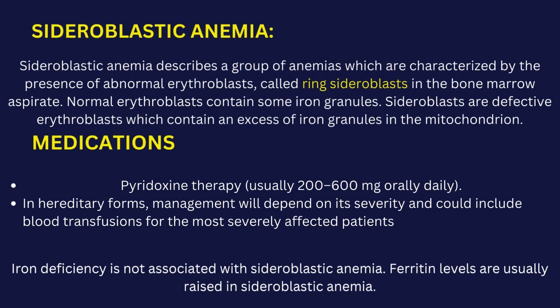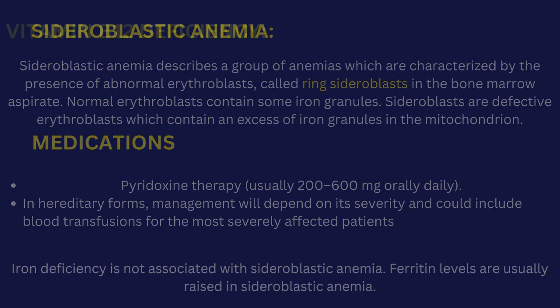The treatment is pyridoxine therapy, usually 200 to 600 mg orally daily. In hereditary forms, management will depend on its severity and could include blood transfusions for the most severely affected patients. Remember, iron deficiency is not associated with sideroblastic anemia. Ferritin levels are usually raised in sideroblastic anemia, so avoid use of iron.